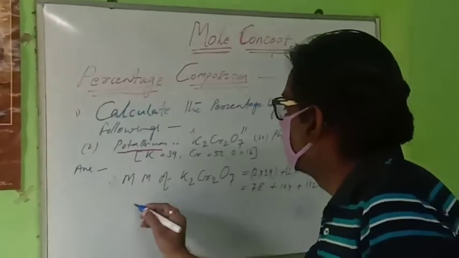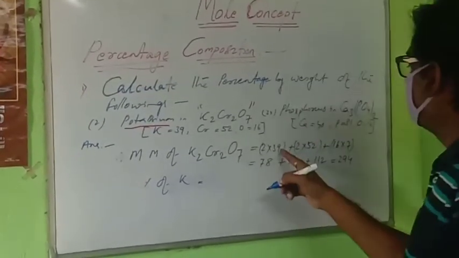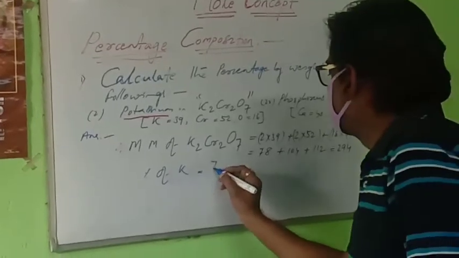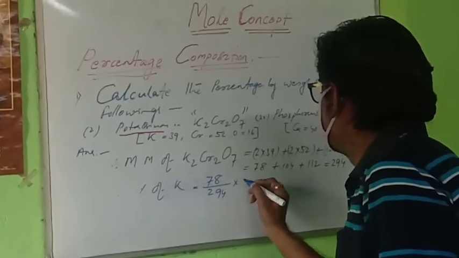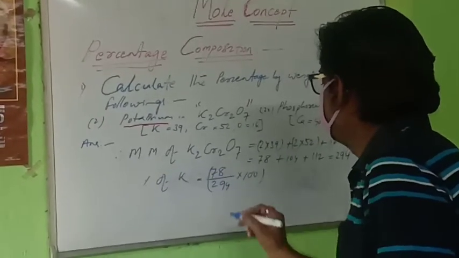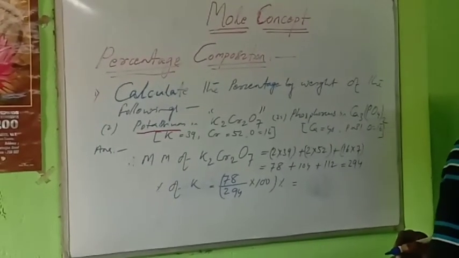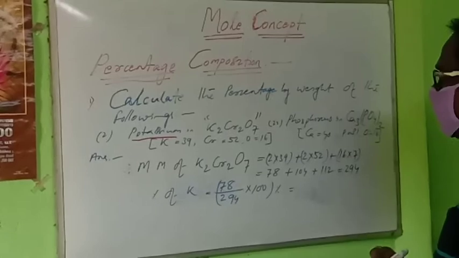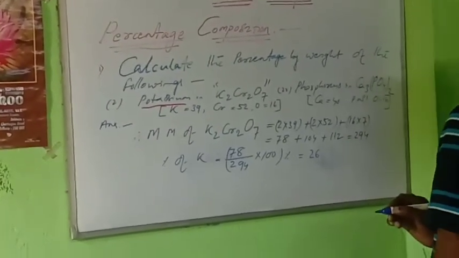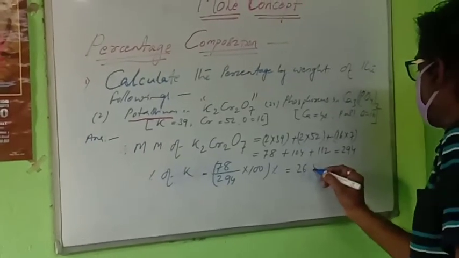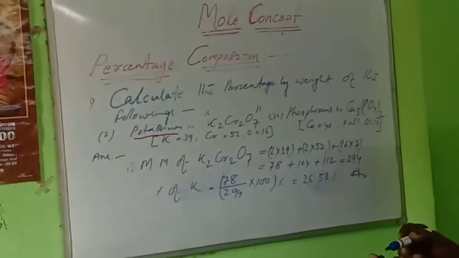Therefore, the percentage of potassium is 78 by 294 into 100. After simplification it will be 26.53%. Let me explain again.